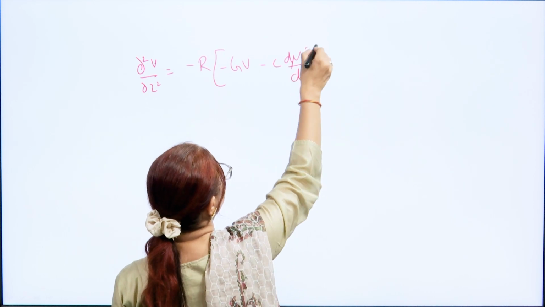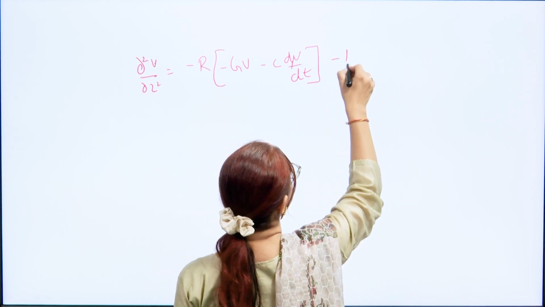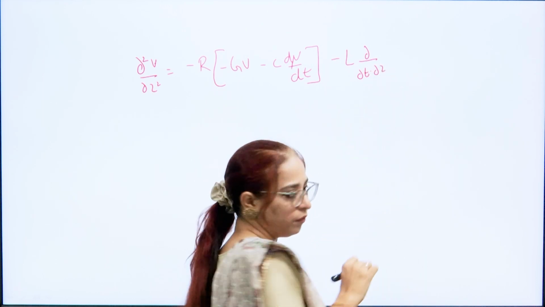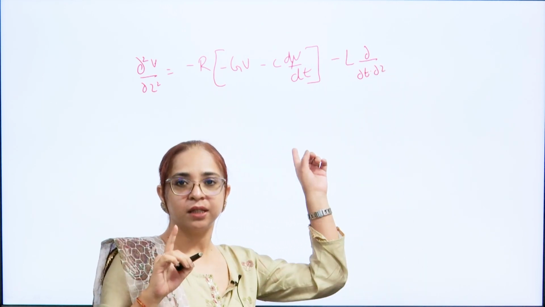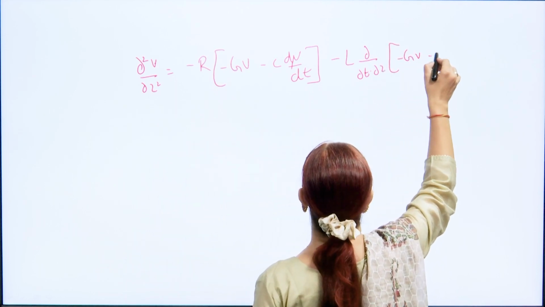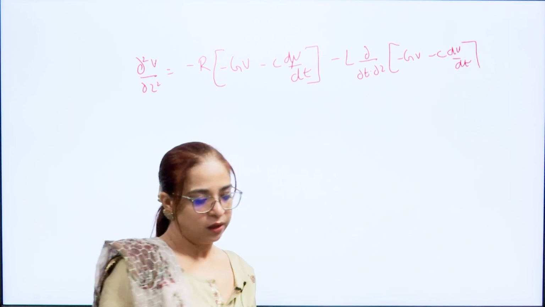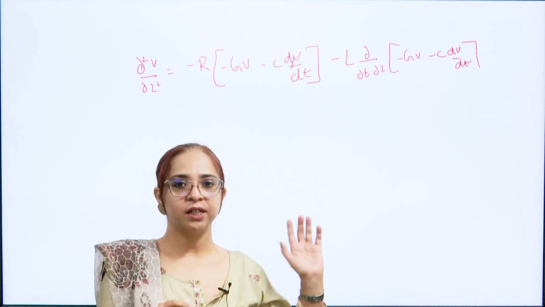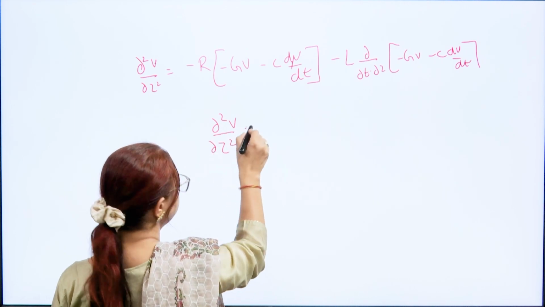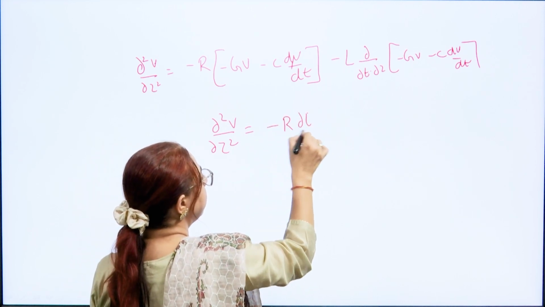ठीक है. What was the second term which was there? Minus L di by dt into di by dz. So, minus L del upon del t into del z of I. For I, again we can write this minus GV minus C dV by dt. So, it will be minus GV minus C dV by dt. Now, we can rearrange it and simplify, and we can write d2 v by del z square is equal to, we will be getting it as minus r di by dt.